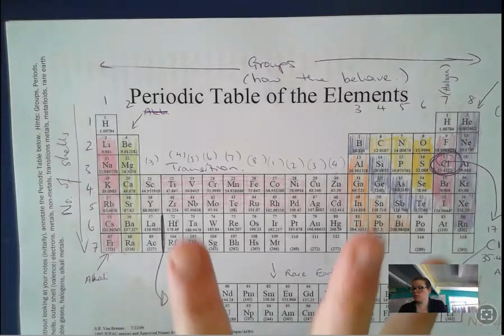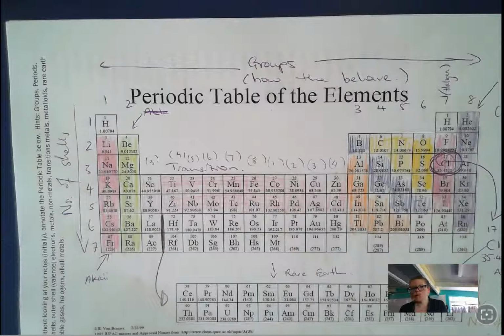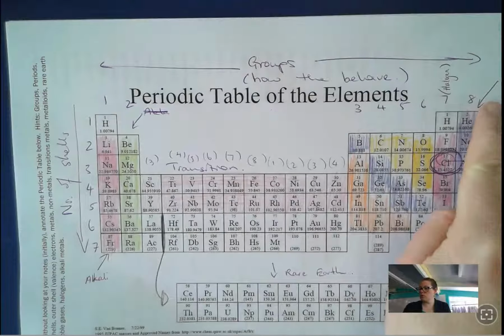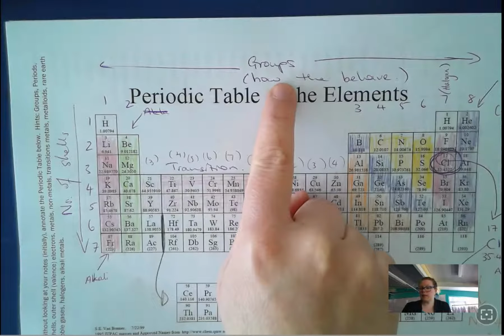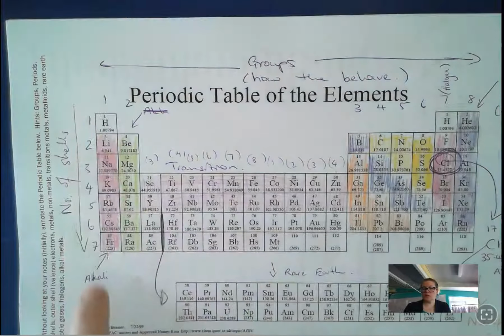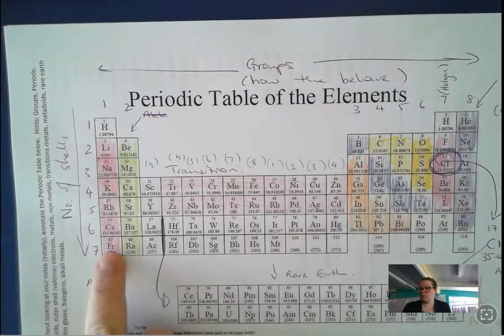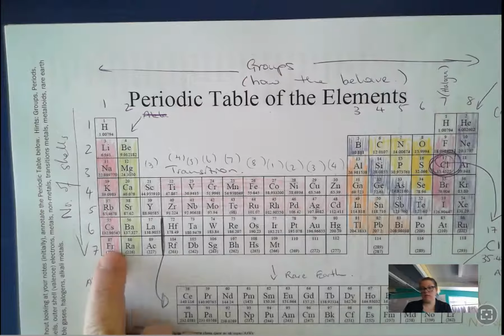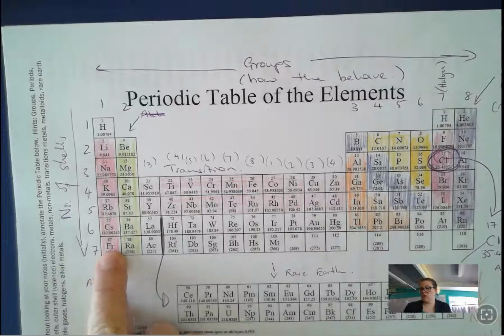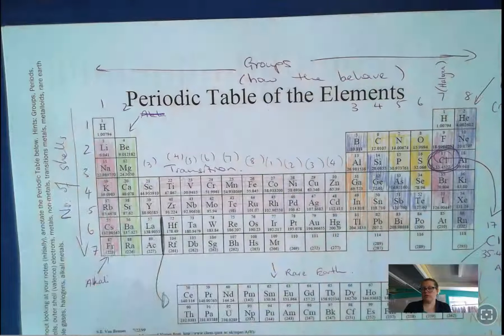Okay, task 1 was to annotate the periodic table. Now we've done it a few times this year. This is a revision for you, and you will be given a periodic table on the exam. But things that you need to be aware of, make sure that you label the groups across the top and that's how they behave. The number of shells go down. So for example, francium here has got 7 shells, electron shells, with 1 electron in its outer shell.